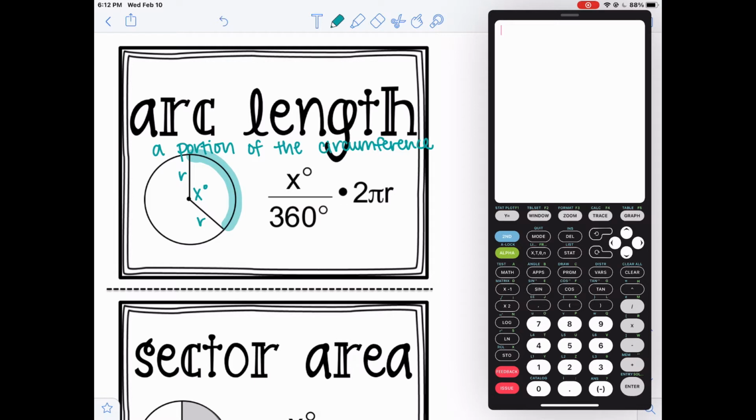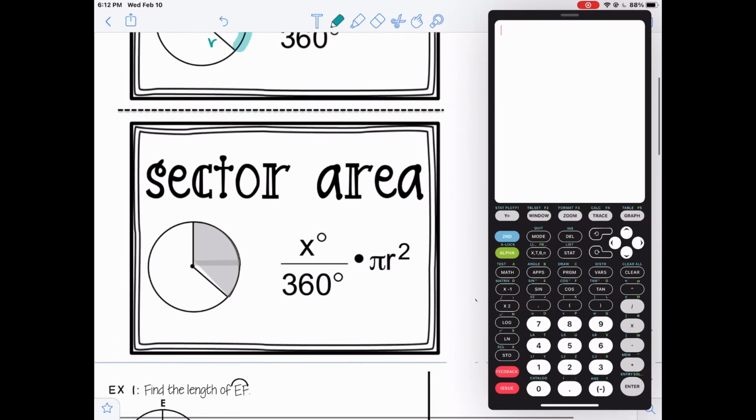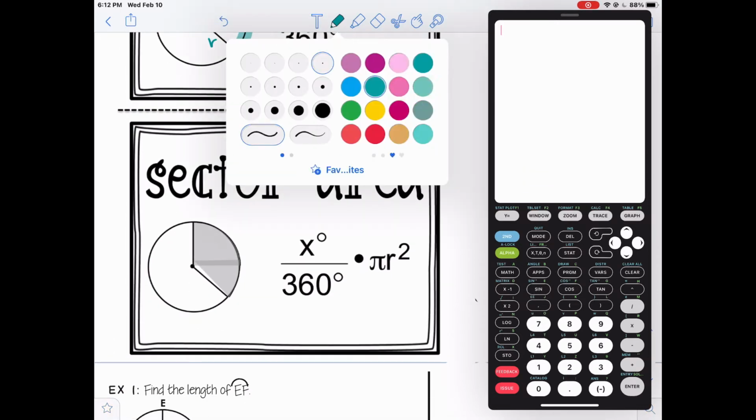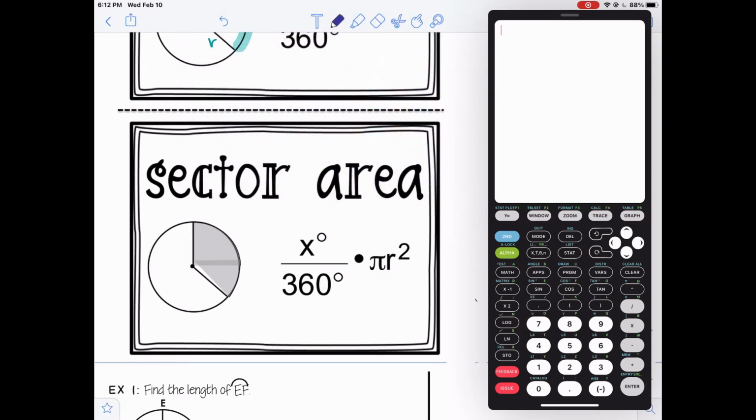So let's now write down the definition for sector area as well as its formula. A little bit different because this is a portion of the area. Okay, the formula is very similar. We're going to use x again, which is our central angle. We're going to be using our radius again because we're taking a portion of the entire area, which is pi r squared. Okay, so we just need the central angle and a radius in order to find either the arc length or the sector area.